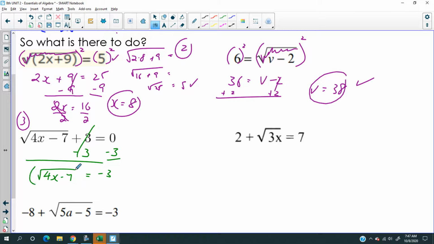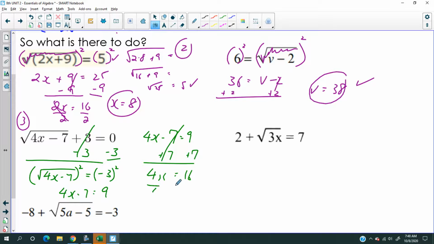I could take the square, sorry, take the square on both sides. So all I'm left with here is 4x minus 7 equals negative 3 times negative 3. That's positive 9. 4x minus 7 equals 9. Plus 7, cancels out. 4x equals 16. Divide both sides by 4. X is 4.